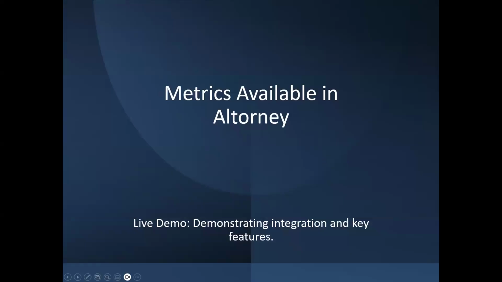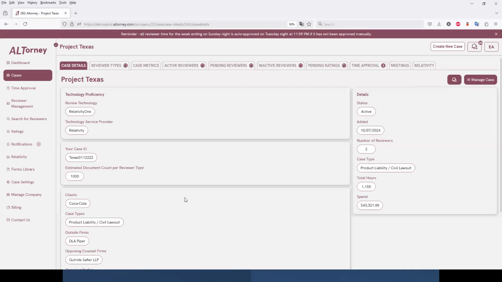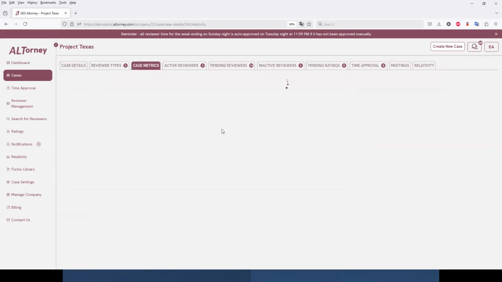Absolutely. Let's quickly, because we're somewhat running out of time here, look at a couple of the metrics within Alterny, when you're using Alterny to help manage your reviewers, some of the things that you look at here.